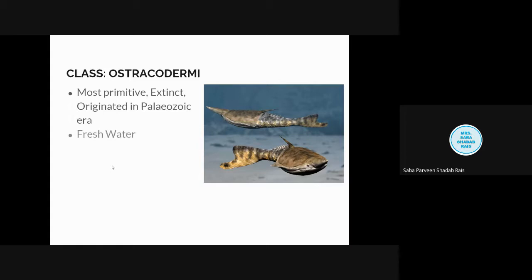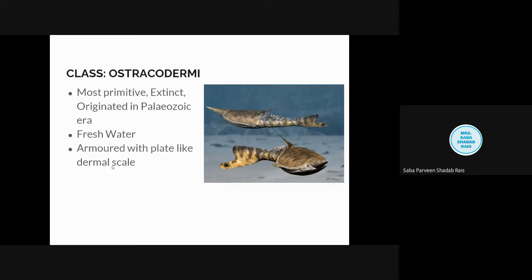Now, these are freshwater species. They were, because this is an extinct species, they were armored with plate-like dermal scales. That's why they are called armored, meaning they were protected with this. That's why they are called the ostracoderm. They had small fins. Lateral fins were absent.